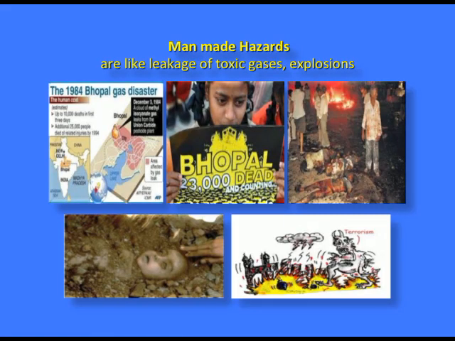Then what are man-made disasters? Man-made disasters are like leakage of toxic gases, explosions, etc. For example, on your monitor, you can see the Bhopal gas tragedy. Nearly 23,000 people died because of this gas leakage, and many other deaths were observed. Similarly, in recent cases in Hyderabad and other parts of India, we have seen bomb explosions. These bomb explosions again led to death and loss of property.